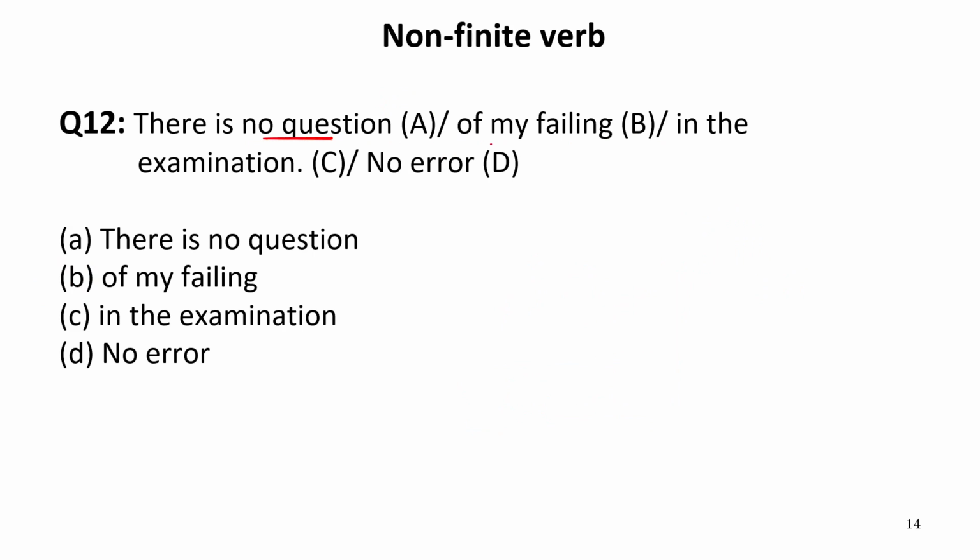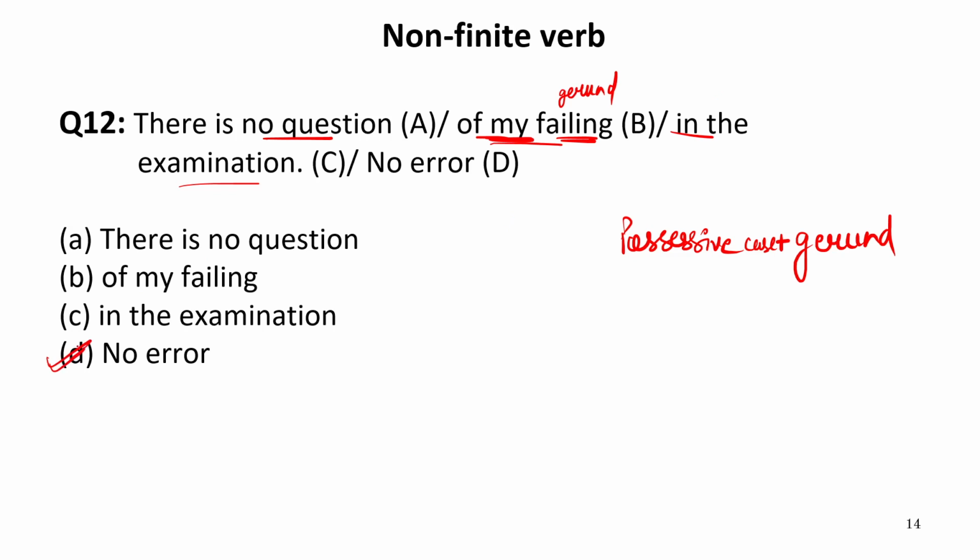There is no question of my failing in the examination. Now, if we read this carefully in parts, there is no question of my failing. Failing is a gerund, and before a gerund we always use the possessive case of a noun or pronoun. So according to that, this "my failing" is absolutely correct. Therefore, the entire sentence is absolutely correct.